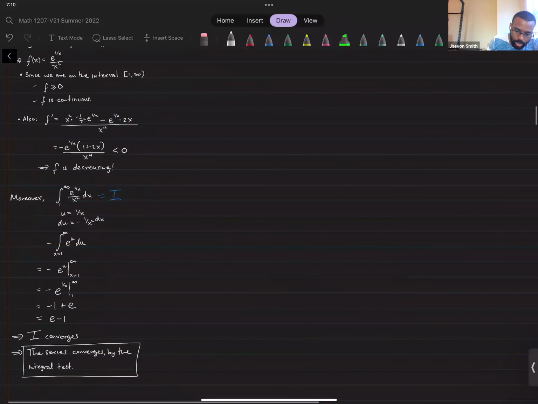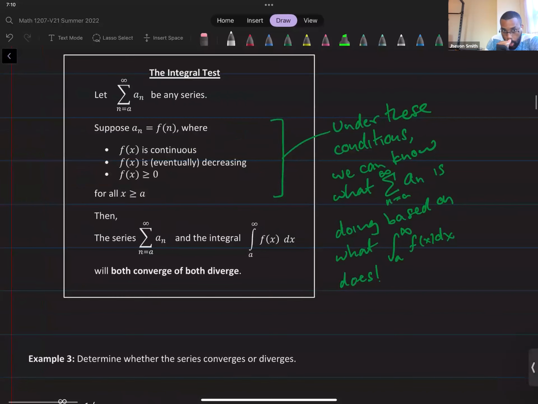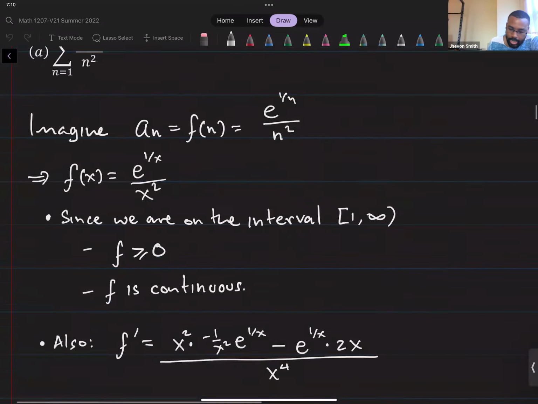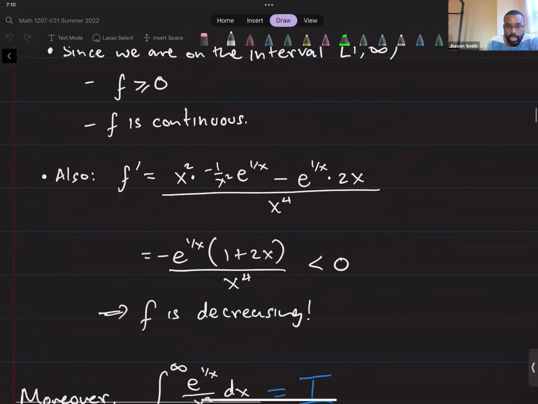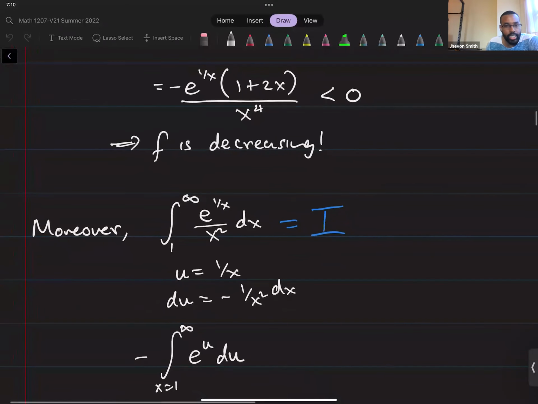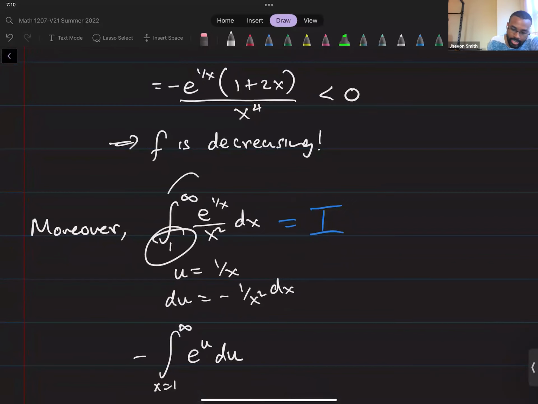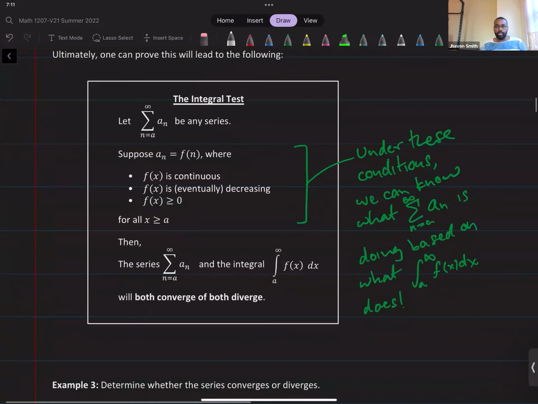So anytime I see something where, if I pretend the formula for the a_n is just a regular continuous function that I'm used to dealing with in calculus, and I know that it's continuous, it's positive, and it's decreasing, then if I can actually do an improper integral using the same limits as the series, whatever the integral does, the series will also do. So if my integral converges, my series will converge. My integral diverges, my series will diverge. And that is what the integral test tells us.